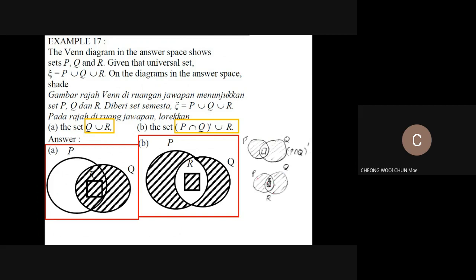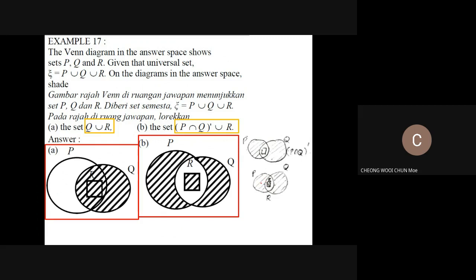Okay, then find the bracket first, and this one is another one. This is for R. This is for P intersect Q complement. P and Q intersect is here, you see, touch together. Then the complement, outside of this one, is here and here. Then the whole R, not this one, okay.